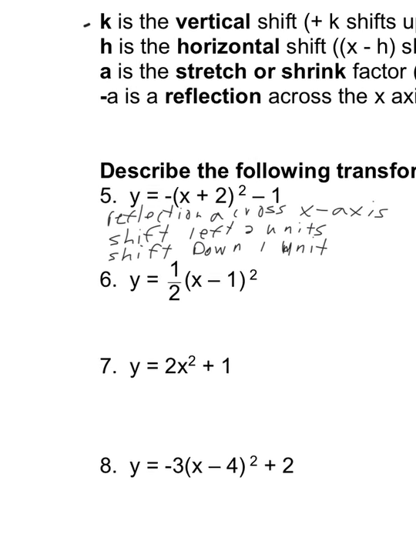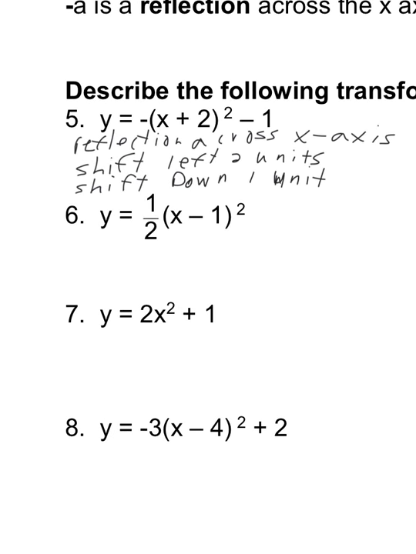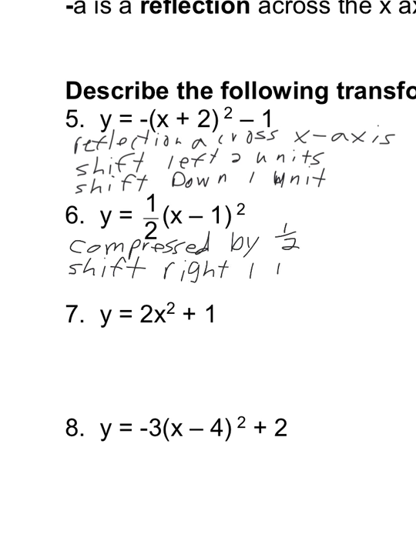Okay. The next one's being multiplied by 1/2 on number 6, so that's a number less than 1, so that is a compression. So compressed by 1/2. And then I have parentheses, so that's a shift left and right, and it's the opposite, so that would be a shift right 1 unit.